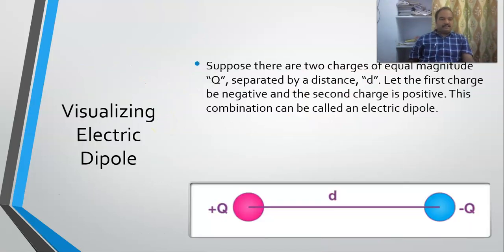Now, how to visualize an electric dipole? As said earlier, an electric dipole is nothing but two charges of equal magnitude but opposite in sign, which are separated by a small distance d. And this combined thing is called an electric dipole.